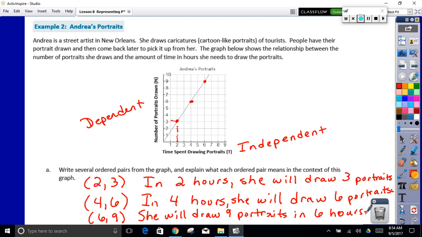Well, before you explain it, tell me what it is. What number would we say is the constant of proportionality? Well, we haven't done this from a graph yet. In other words, what's the unit rate? How many portraits can she draw in 1 hour?